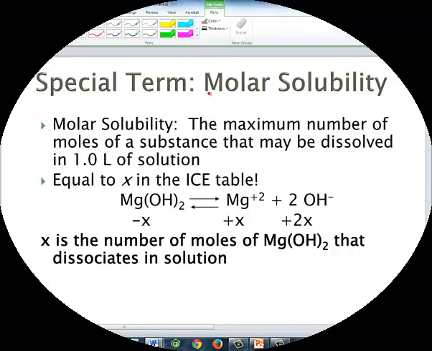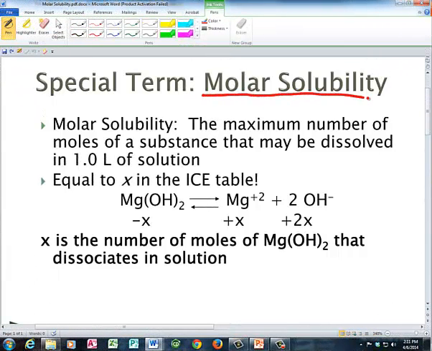You've heard me use the term molar solubility. What exactly is molar solubility? Well, the definition of molar solubility is the maximum number of moles of any particular substance that may be dissolved in 1 liter of solution. So I put a substance into 1 liter of water, and how many moles of that substance dissociates.